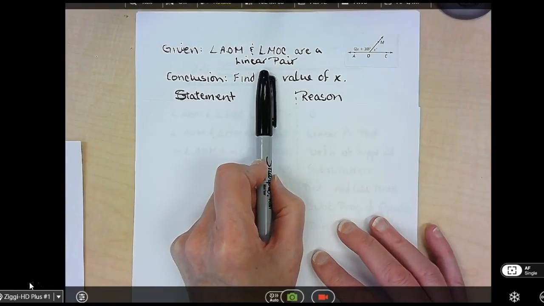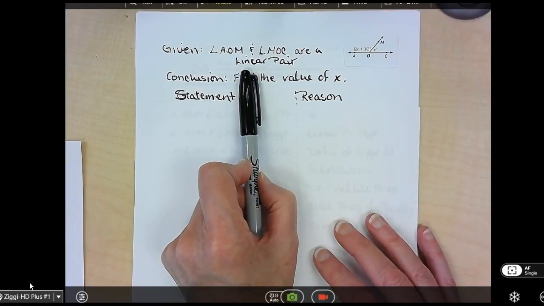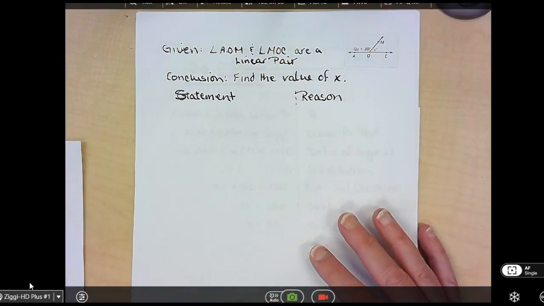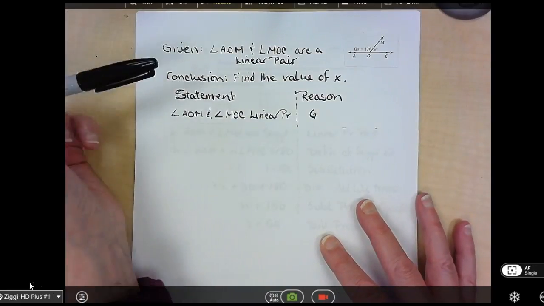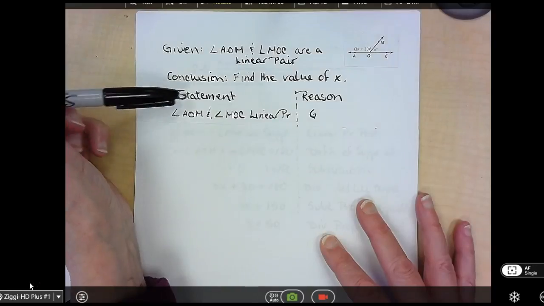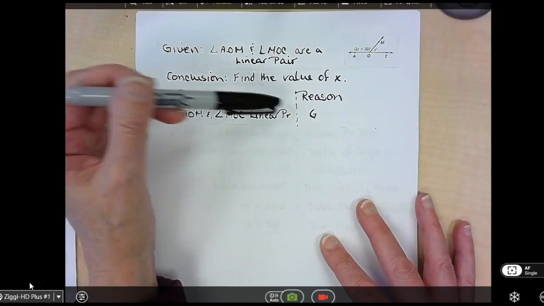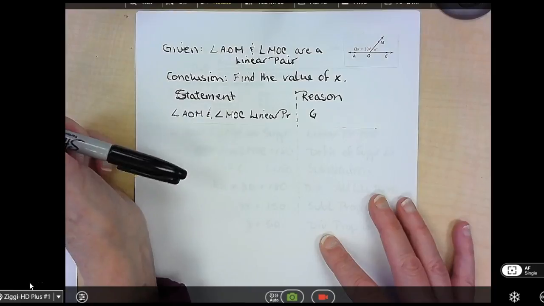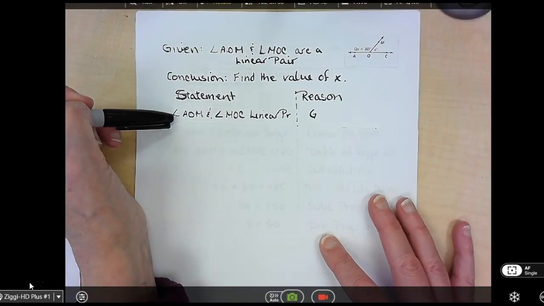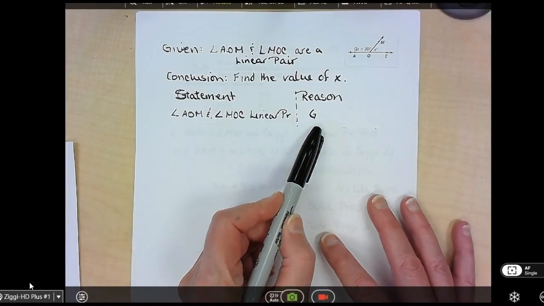So in all of geometry, they'll give you a little bit of information. You have to come up with the conclusion. And the conclusion says find the value of x. So if we put this in a proof, we are doing a two-column proof where we have the statement and the reason. So angle, just to get you again ready for that idea, we explain it in 2-6. Angle AOM and angle MOC are a linear pair that was given to us.